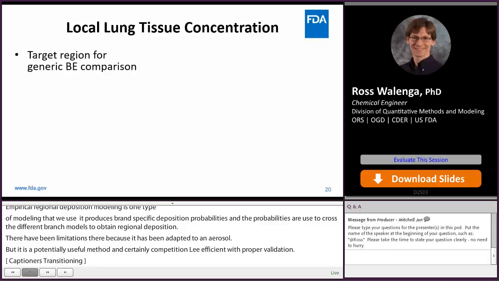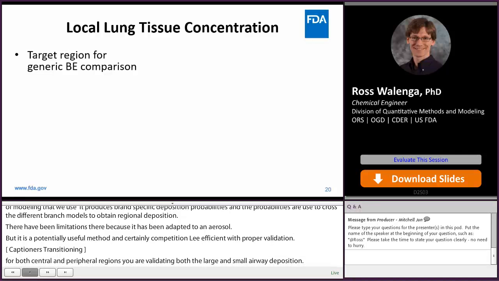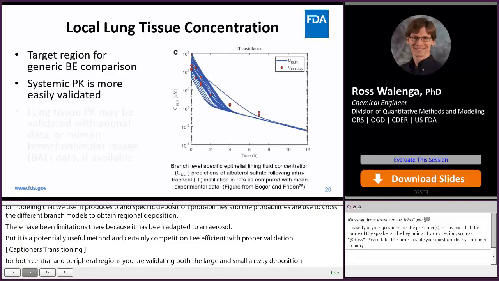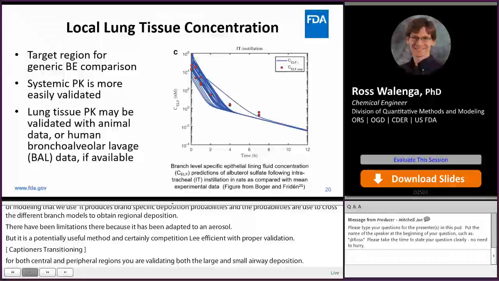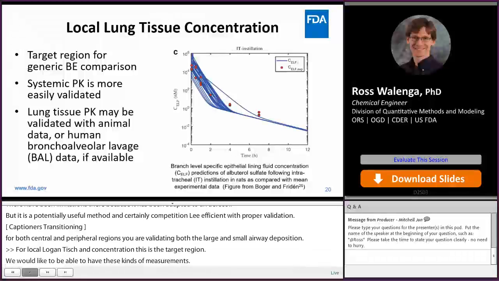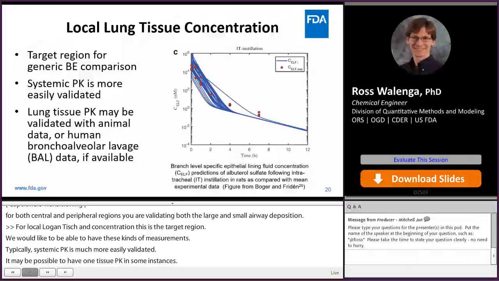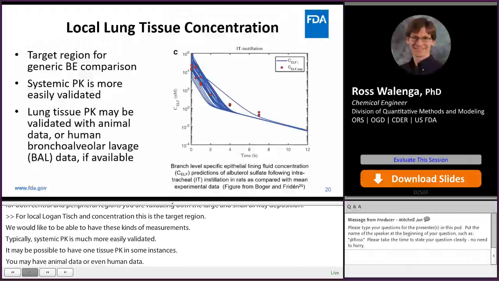So for local lung tissue concentration, this is our target region. We would like to be able to have these kinds of measurements. Typically, systemic PK is much more easily validated, but it may be possible to have some lung tissue PK in some instances. You may have animal data or even human BAL data. So if you're lucky enough to have either of those, with animal data, you may be able to use some allometric scaling, and with your human data, you could perhaps even validate directly. This is probably not going to be a common case, but if you do have these data, you should certainly use these.